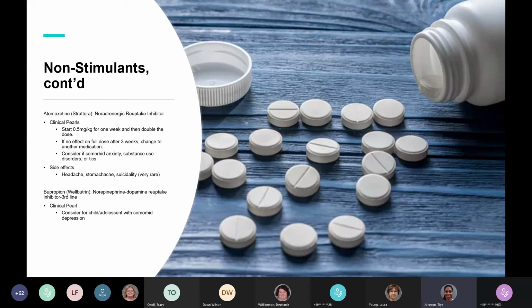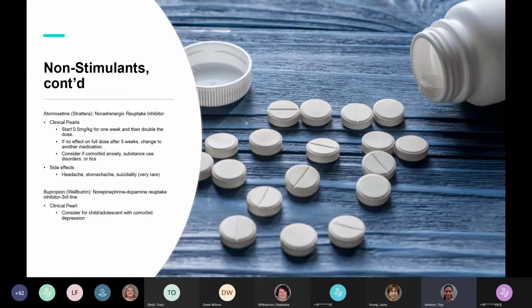All right, so we're continuing with the non-stimulants to talk about atomoxetine or Strattera. Now, Strattera is a noradrenergic reuptake inhibitor. Clinical pearls for this, specifically for the use in ADHD: you should start at 0.5 milligram per kilogram for the first week and then double the dose.